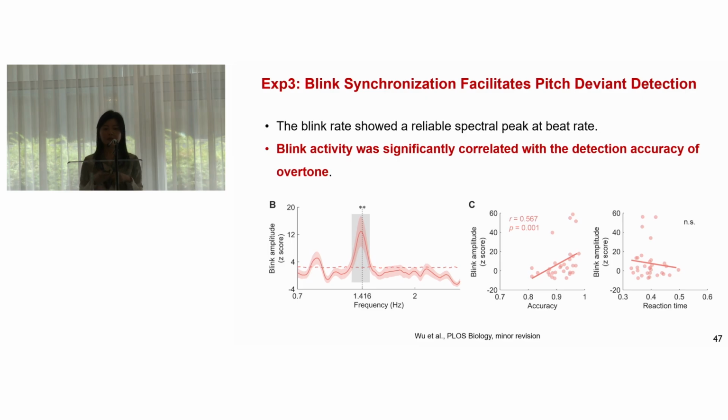For experiment 3, we found there is still strong blink synchronization, and the blink activity was significantly correlated with the detection accuracy of overtones. This means that blink synchronization facilitates the pitch detection task. If we use our blinks to synchronize to the music structure, we can better detect those deviants at those important time points, which are beat boundaries.